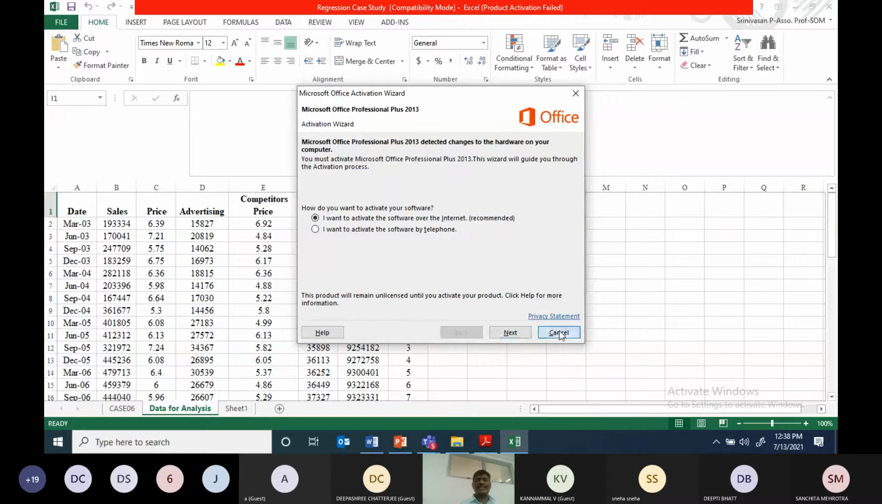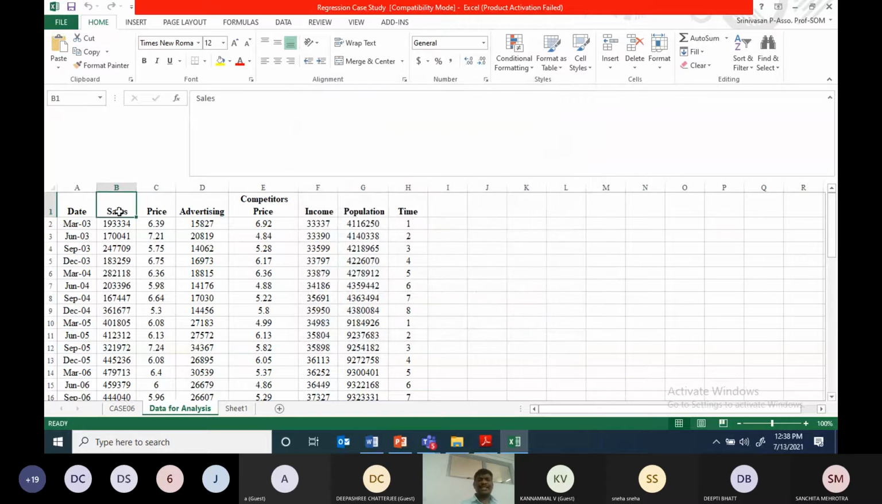If you look at this here, sales, how we measure the sales, that is very important. Price, how we measure the price; advertisement, competitor price, income, population, and time trend, which is optional if you want to go for it. So you have to first decide on units of measurement. Don't commit a mistake on it.